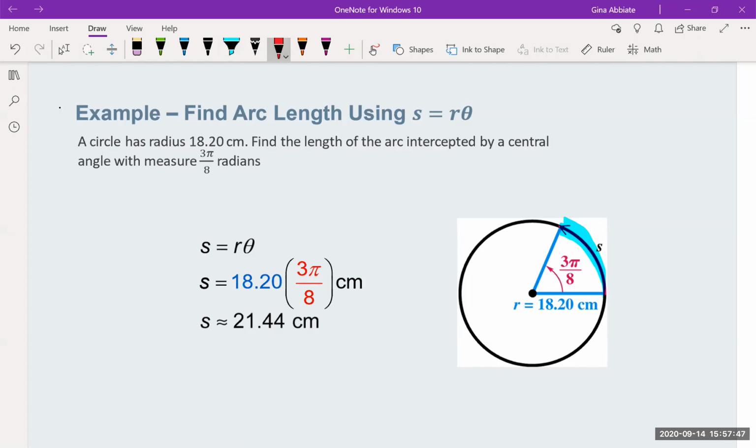Now the last slide told us that this is the formula that we'll use. The arc length is the radius multiplied by the central angle. We'll plug the radius in here. Here is our angle. And just plug that into a calculator to get our answer here. Pretty easy.